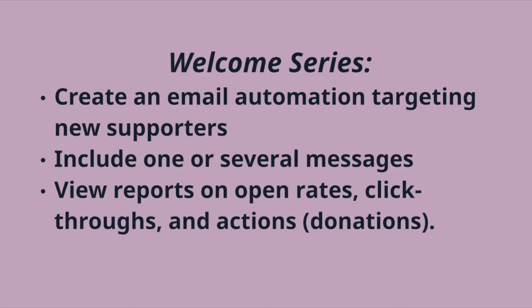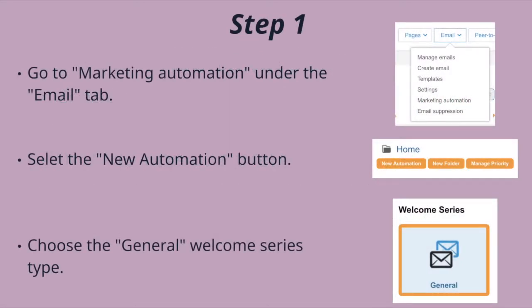You can create a marketing automation in Engaging Networks that targets new supporters. You can include one or several messages, and it's possible to view reports on open rates, click-through rates, and actions for the welcome series overall and for each individual email. So step 1 is to go to Marketing Automation under the Email tab in EN, and you're going to select the New Automation button once you're in there. You can choose General Welcome Series type from the list of available types of welcome series.